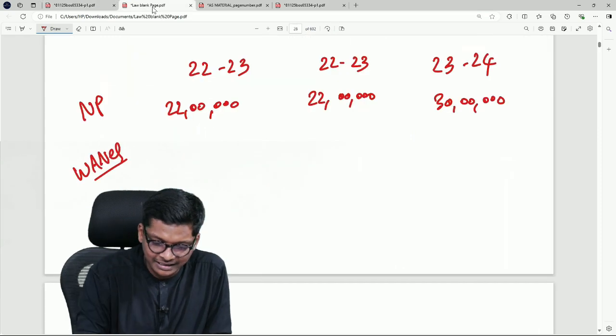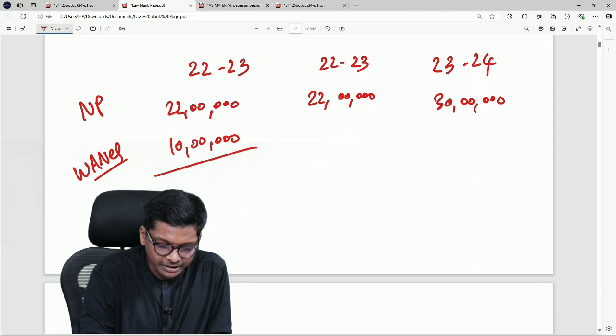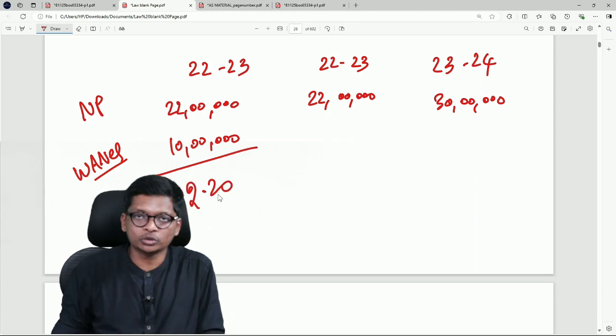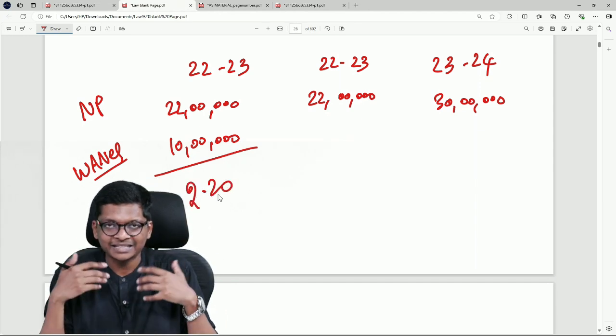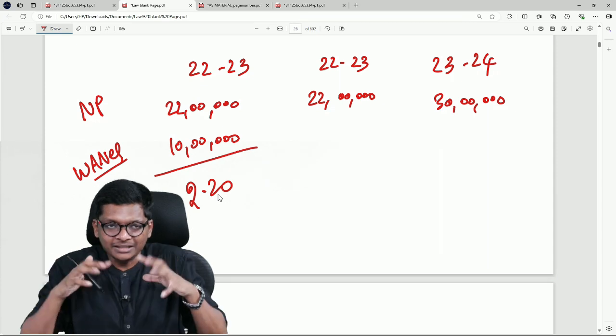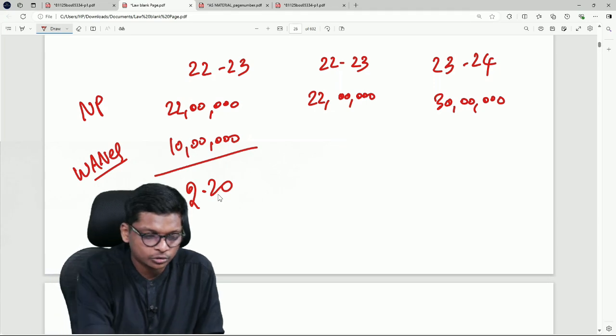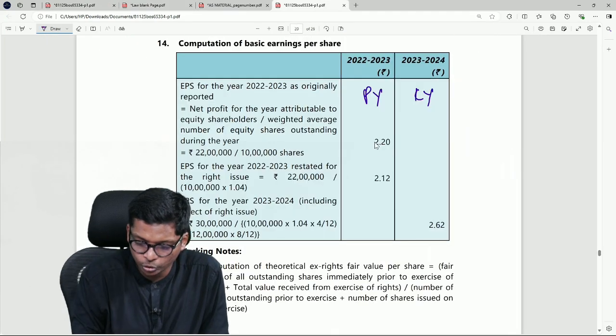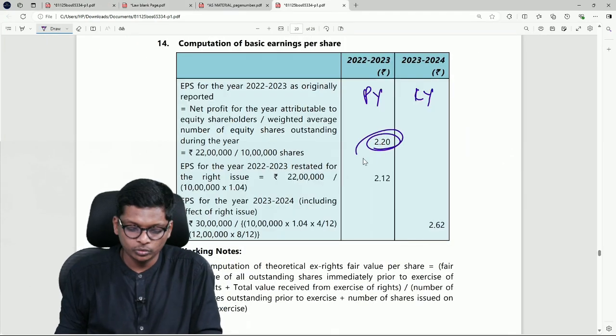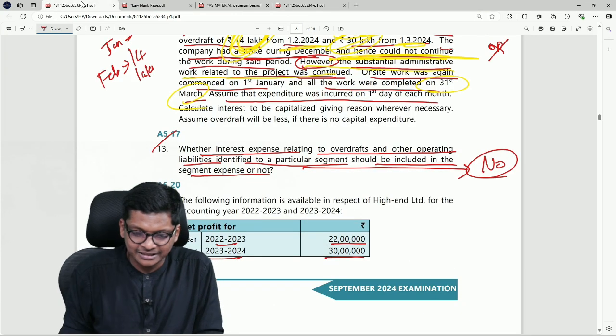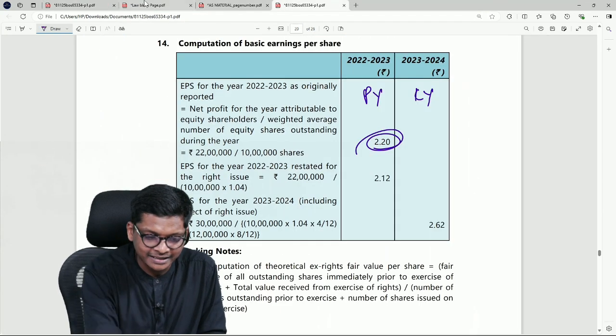So last year I will write 10 lakhs because that only is there. So your EPS will be 2.20. First case is ignore everything. What is the EPS last year without adjusting for rights? So without adjusting for rights, you will get 2.20. Now after adjusting for rights, how much you will get?